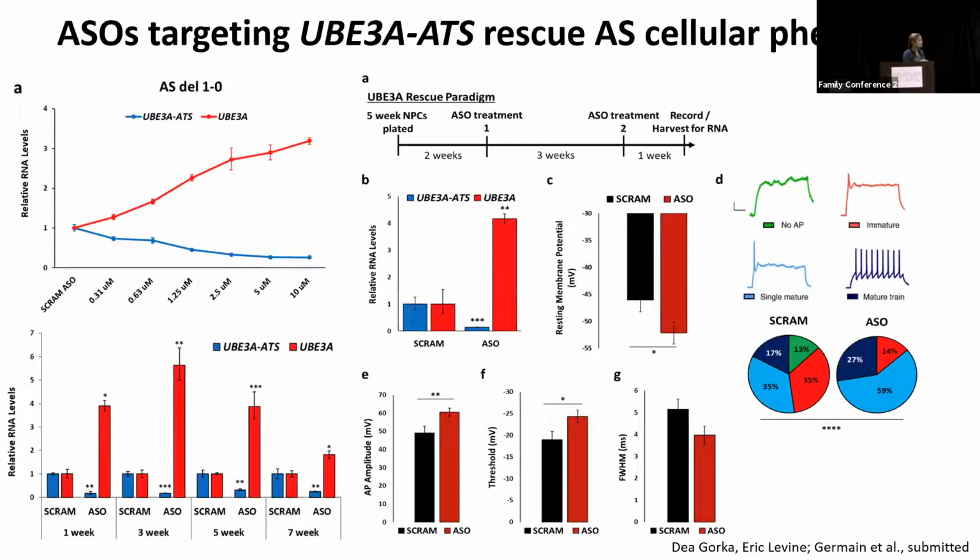As a result of the resting membrane potential change, Angelman cells are slower to mature. Their action potential firing patterns are slower to mature. And our ASO also rescued that. It rescued the maturation of the action potential firing patterns. And so now, not this ASO, but an ASO like it is in development as an Angelman syndrome therapeutic, and it will be in clinical trials, they tell me, within the year.